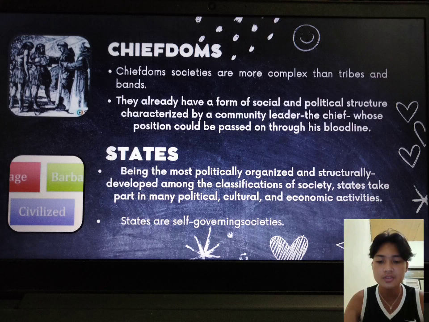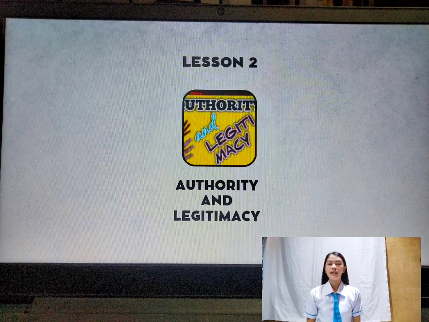Chiefdoms. Chiefdom societies are more complex than tribes and bands. They already have a form of social and political structure characterized by a community leader, the chief, whose position could be passed on through his bloodline. States are the most politically organized and structurally developed among the classifications of society. States take part in many political, cultural, and economic activities. States are self-governing societies.